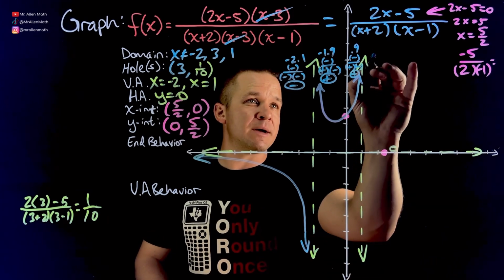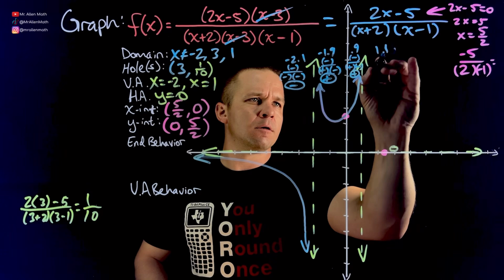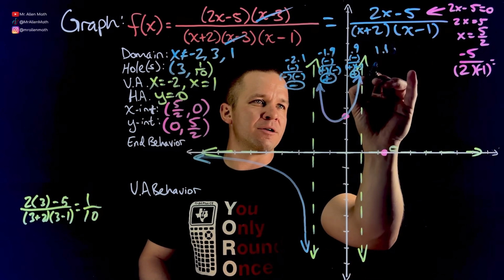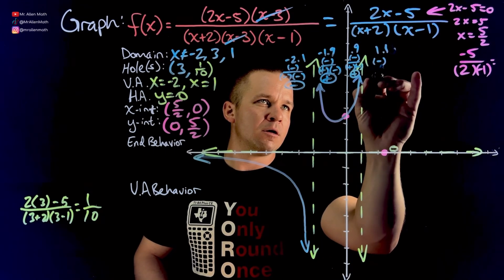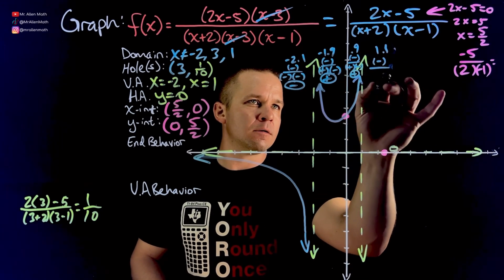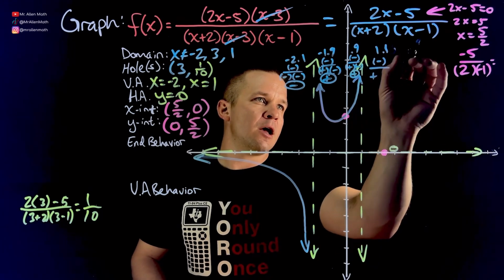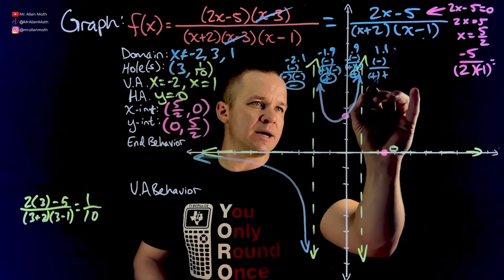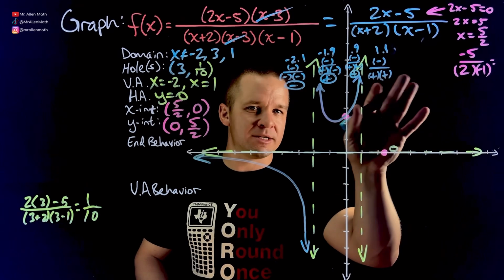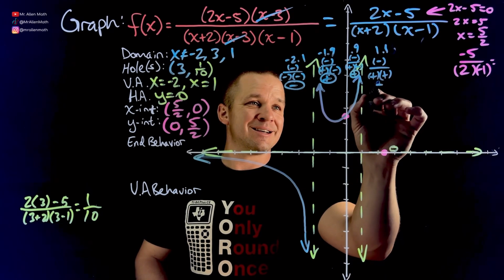It'd be 1.1 is my test value. Oops, not 1.5. What am I doing? 1.1. Okay, so if I plug in 1.1, my numerator is still negative overall, right? 1.1 times 2 is going to be like 2 point something. Here, it'll be positive, right? Because 1.1 plus 2 is positive. And then over here, it's also positive. Okay, and again, just test if it's positive or negative values. Well, overall, a negative divided by a positive is negative.